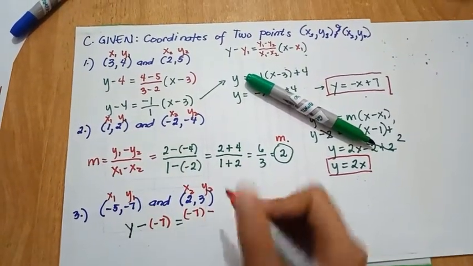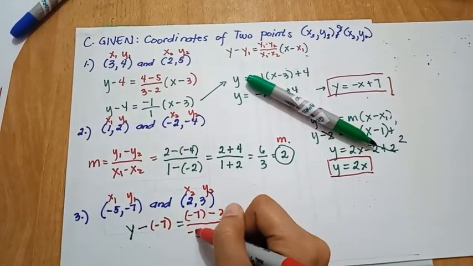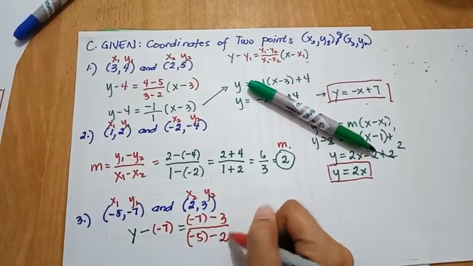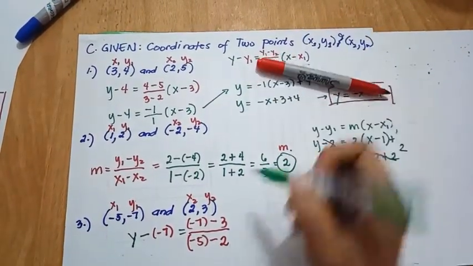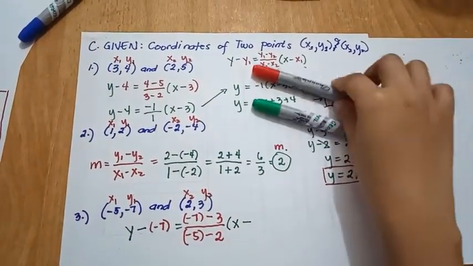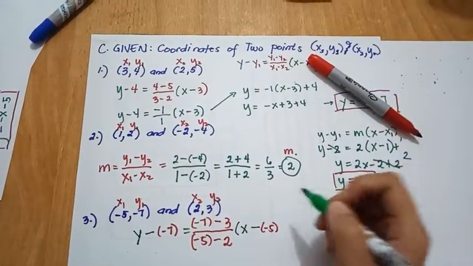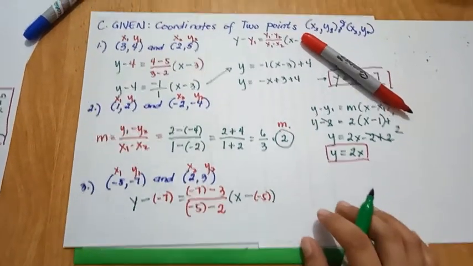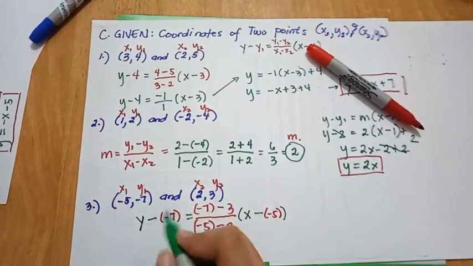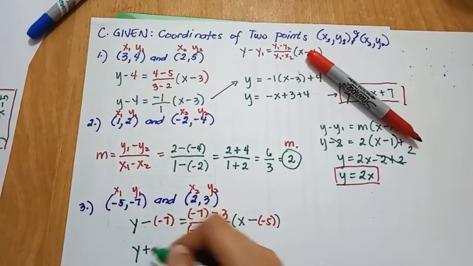Minus y sub 2 is 3 over x sub 1 is negative 5, minus x sub 2 is 2, times x minus our x sub 1 is negative 5. Okay, so simplifying our given, y minus negative 7 will become y plus 7.